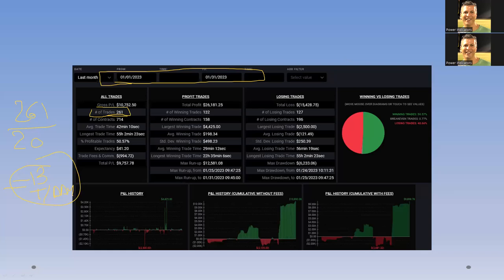Say no. Mark says no. Craig says yes. Okay. So first and foremost, we need as a group, as a community, to establish what a lot of trades is. So look at the top.